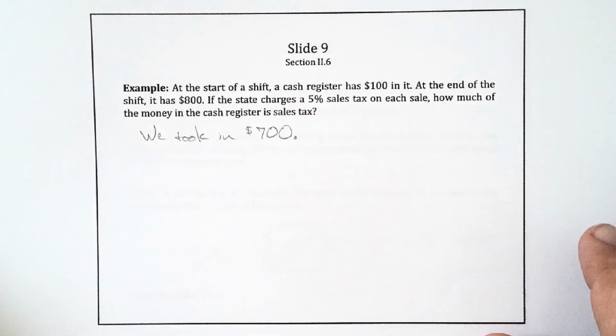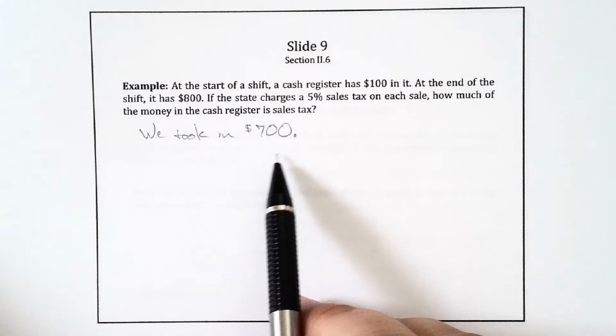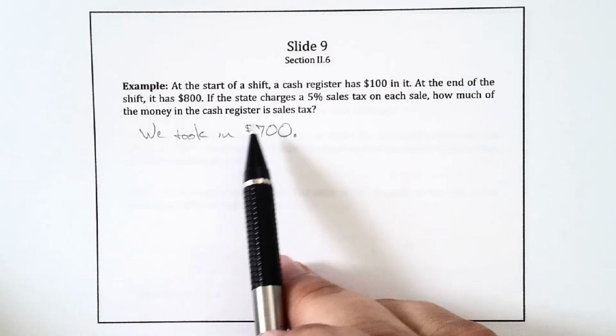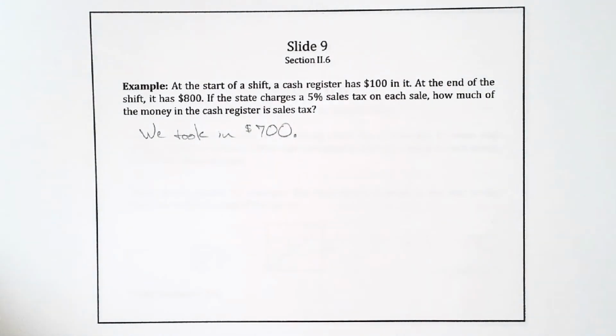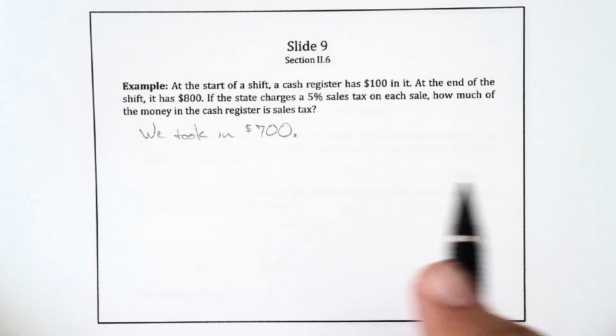Think about it. This 700 includes the sales amount. That's what you're charging for the items you're selling, plus the tax on those items. Now, to figure out the tax on the items, you multiply the price of the items by 5%, and then you add that on. So after you've done that, this 700 is the original price plus 5% of the original price. Okay, so the sales tax is not 5% of 700. It's 5% of the sale amount.